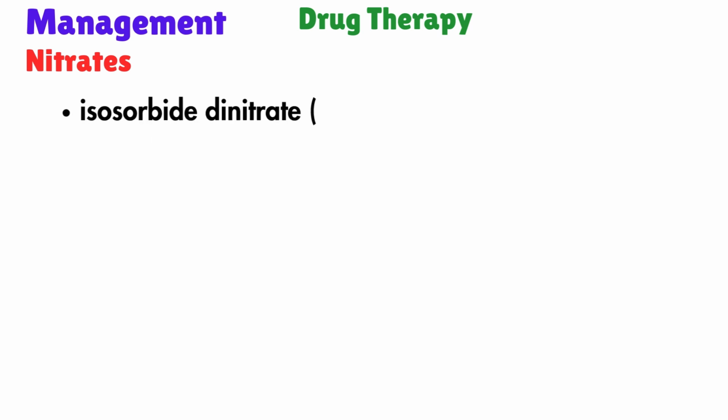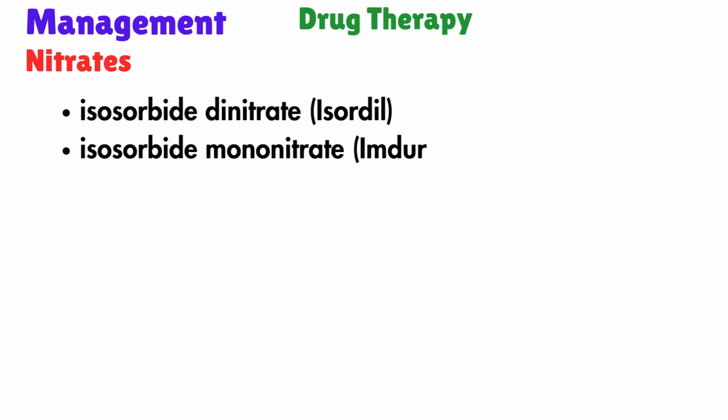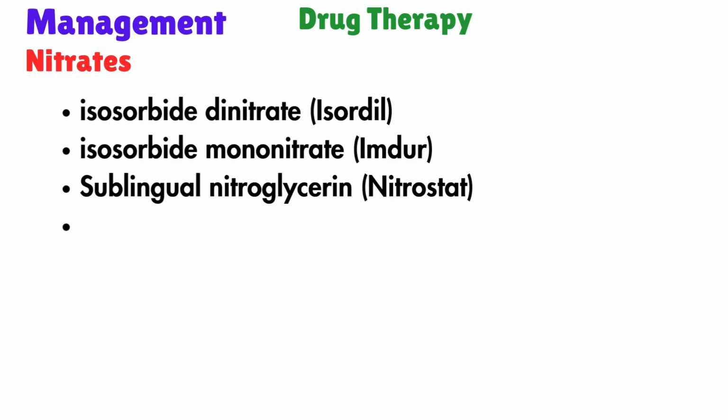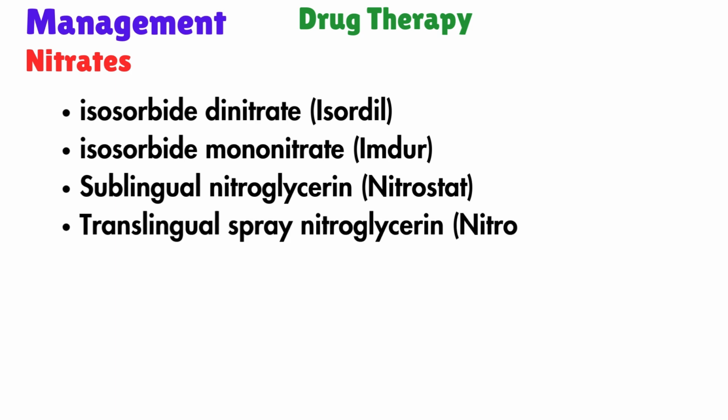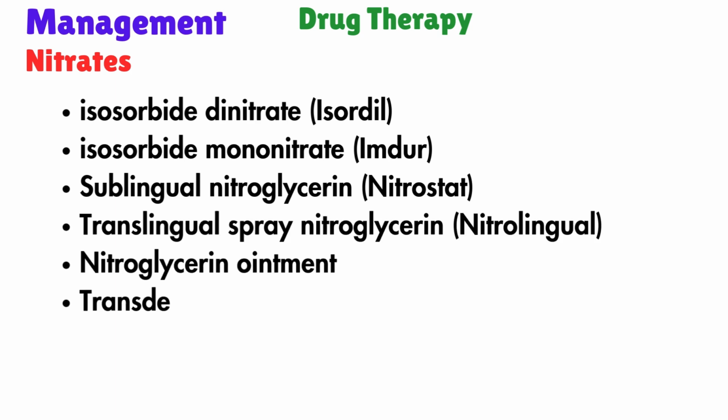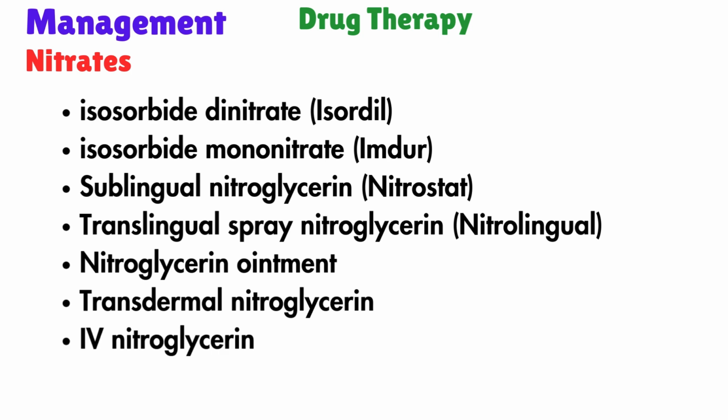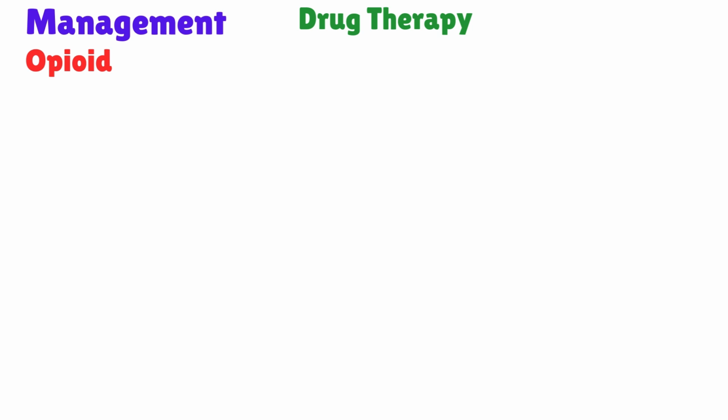The examples of nitroglycerins are isosorbide dinitrate, isosorbide mononitrate, sublingual nitroglycerin, translingual spray nitroglycerin, nitroglycerin ointment, transdermal nitroglycerin, IV nitroglycerin. Next drug is opioid. The example of opioid is morphine.